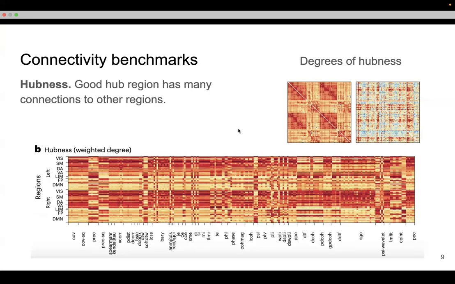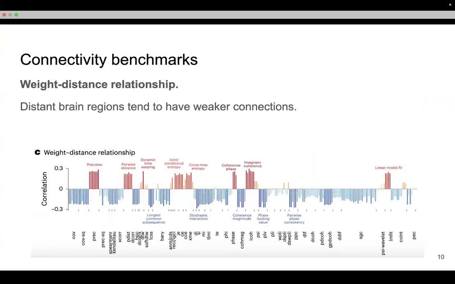But okay, that was another thing we tested. Next is the weight distance relationship. There is a thing that distant brain regions are supposed to be less interconnected with each other. And so in the data, you should see that the correlation of the connectivity strength should be anti-correlated with the distance between regions. And the higher the anti-correlation is, the better the method is aligned with this relationship.